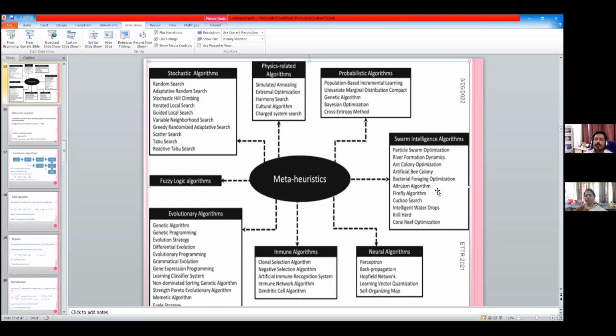Those insects always work in an optimized way. That's why, using those, we can make algorithms which work. Say, particle swarm optimization is one of the most important optimization algorithms. If you ask me the four most important optimization algorithms, the first is the genetic algorithm, second is particle swarm optimization, third is ant colony optimization, fourth is differential evolution.